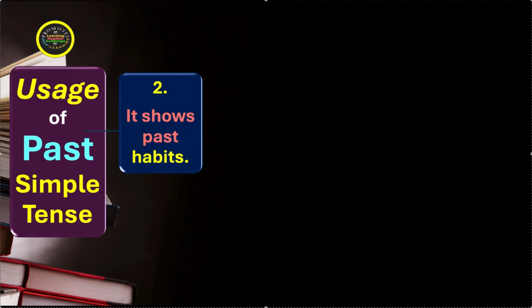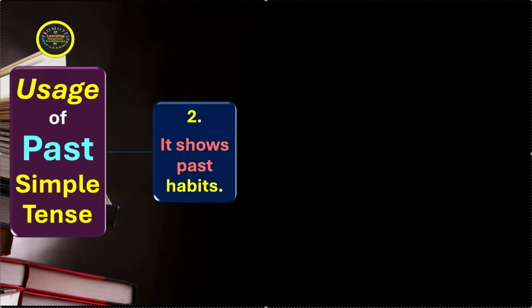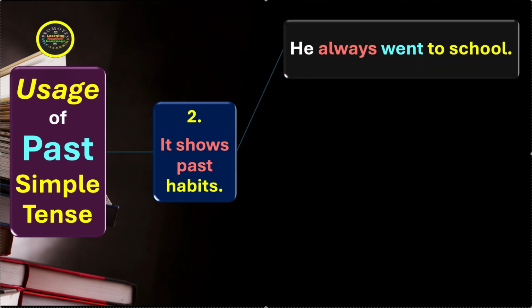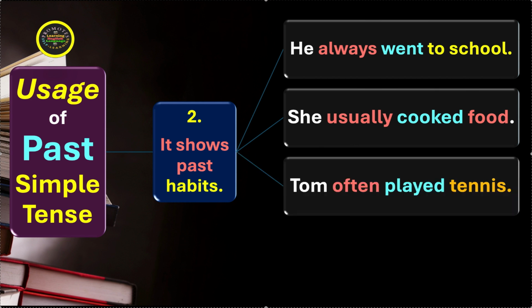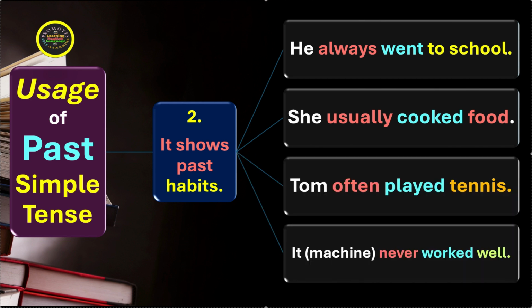We move on to the next usage of past simple tense. It shows past habits. How? Let's see. He always went to school. She usually cooked food. Tom often played tennis. It, for machine, here never worked well. So what we notice in all these sentences is that they show repeated actions happening again and again but in the past, not in the present. In this case, normally we use words like always, usually, often, never, and so on.